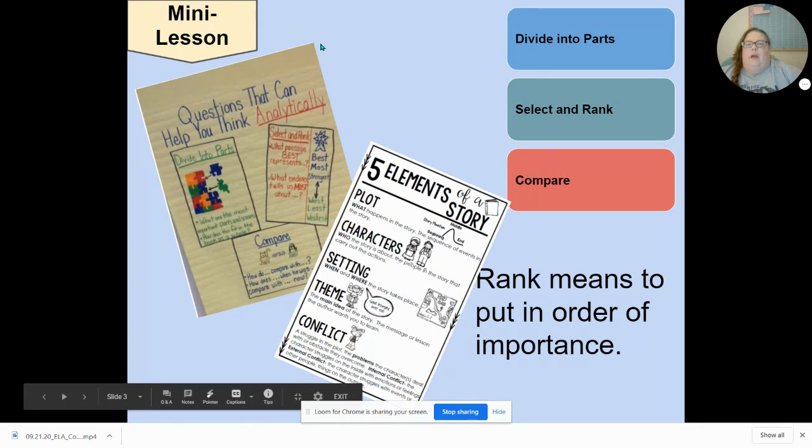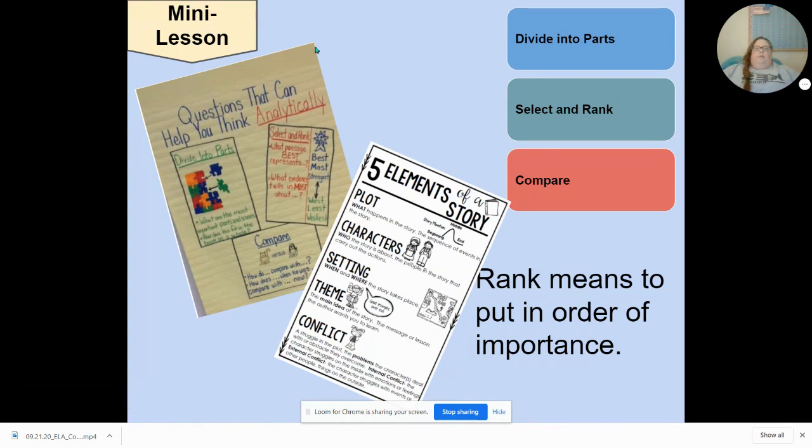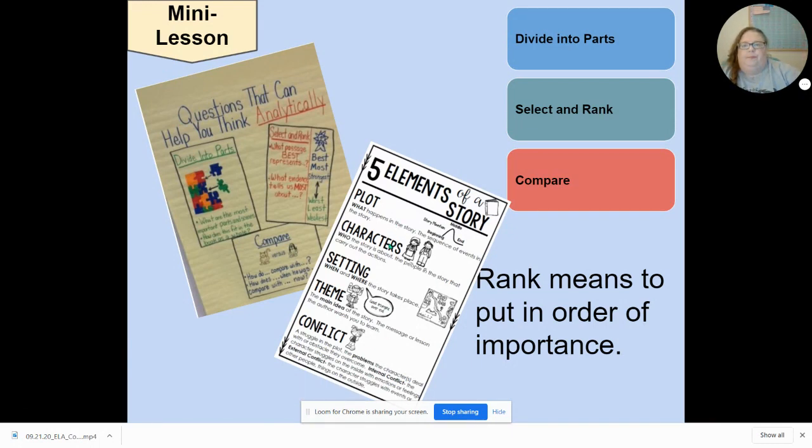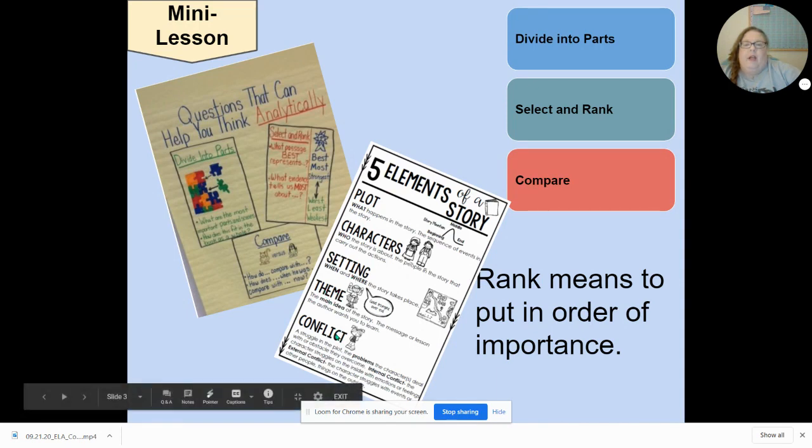So for our mini lesson, we can divide our literature into parts by looking at the 5 elements of the story: the plot, which is all the action that happens, the characters, the setting, and we're doing all this because we're leading up to the theme, and then we can look at the type of conflict.